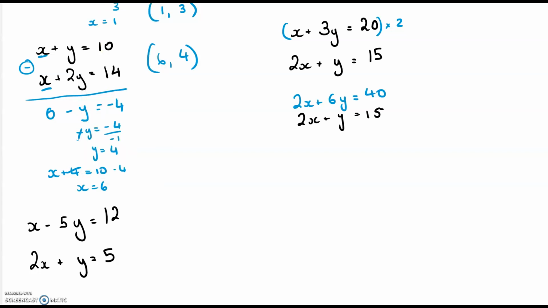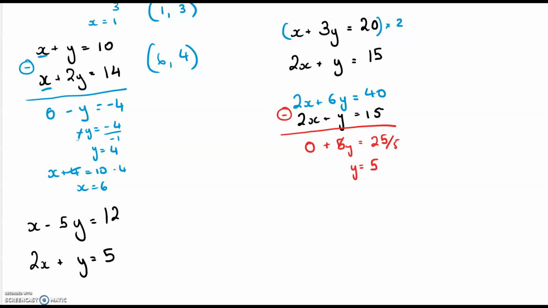Okay, we go into red for this next bit. So now I've got the same quantity of my x component, and in this case, again, these are both positive, so I'm going to subtract this. So 2x minus 2x is 0. Perfect, that's what I want. 6y minus y is 5y. 40 minus 15, that gives me 25. Okay, therefore y is equal to 25 divided by 5, so that gives me 5 altogether.